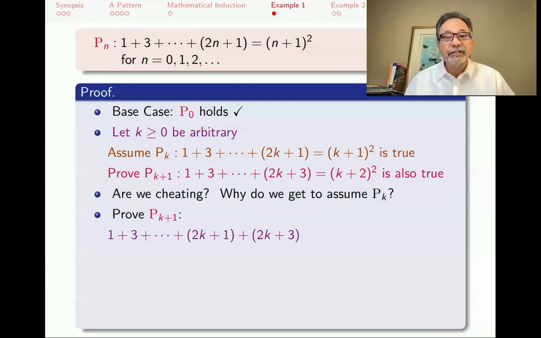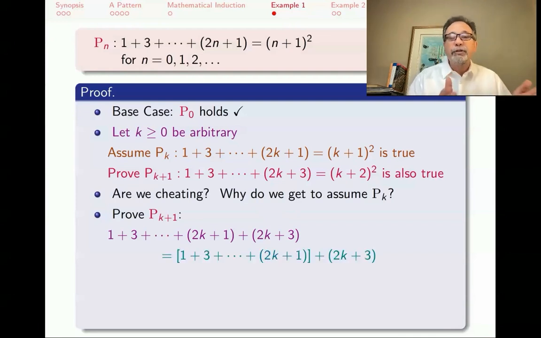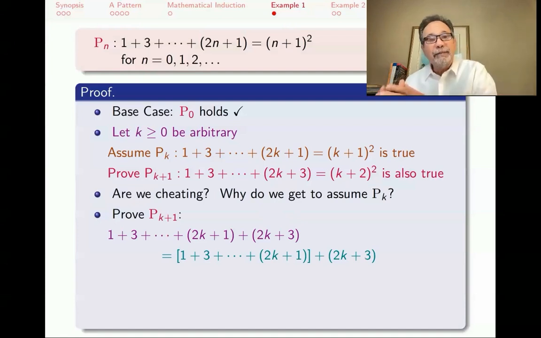I start with the left-hand side, 1 plus 3 plus all the way till 2k plus 1 plus 2k plus 3. When we write those three dots here, that means there's everything from 3 all the way to 2k plus 3. And I wrote the one before 2k plus 3, the penultimate term, also. The last one is 2k plus 3. The one before that is 2k plus 1. Why did I write it like that? Because then I want to bracket the first group, 1 plus 3 all the way to 2k plus 1, and then plus 2k plus 3.